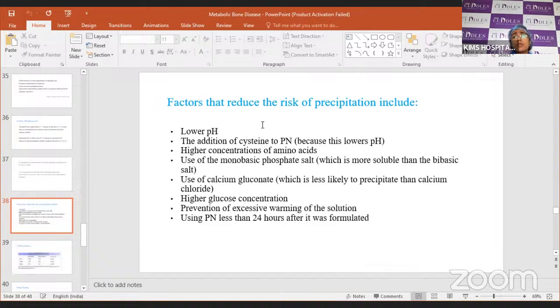Factors that reduce the risk of precipitation in TPN include lower pH. Addition of cysteine to the parenteral nutrition lowers the pH and increases calcium and phosphate solubility. Higher concentration of amino acids also leads to lower pH. Subsequently, use of monobasic phosphate salt and use of calcium gluconate compared to calcium chloride, but most units will use calcium gluconate only. Other factors are higher glucose concentration, prevention of excessive warming of the solution, and using PN less than 24 hours after it has been formulated.